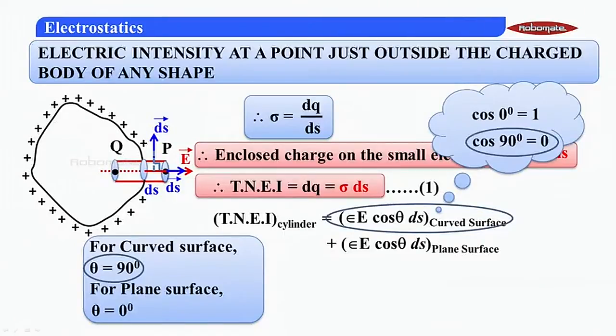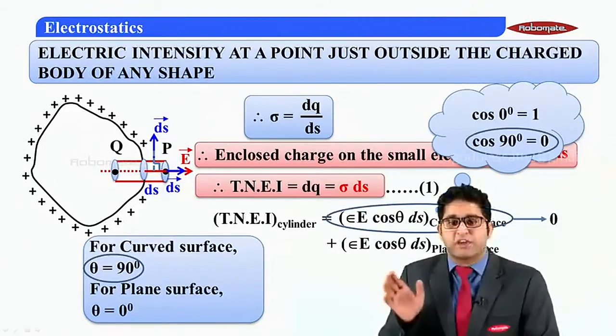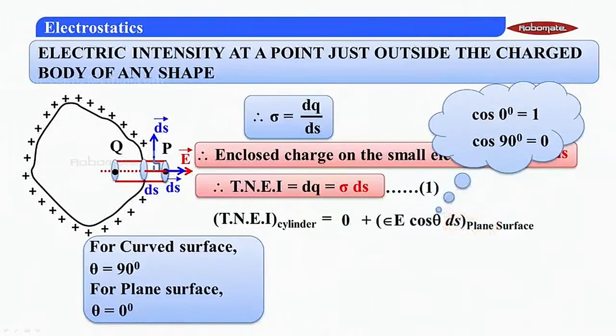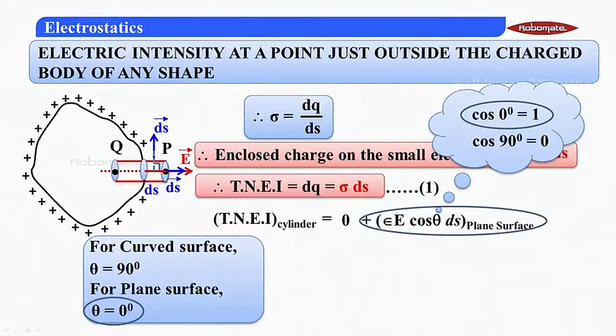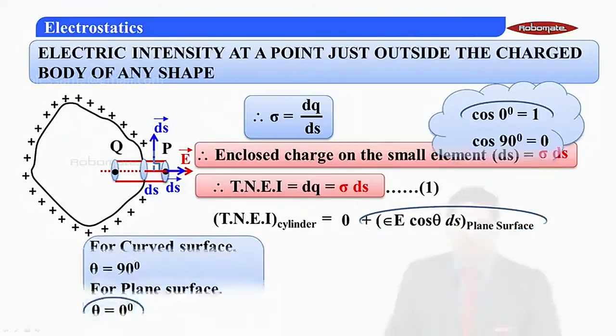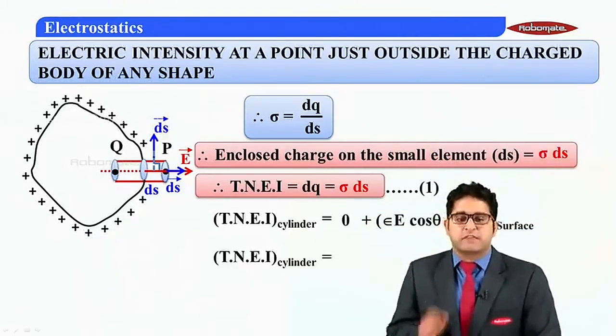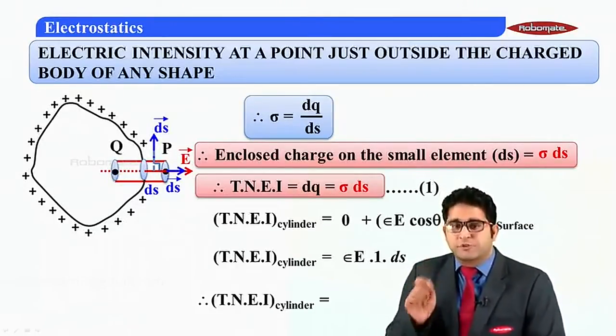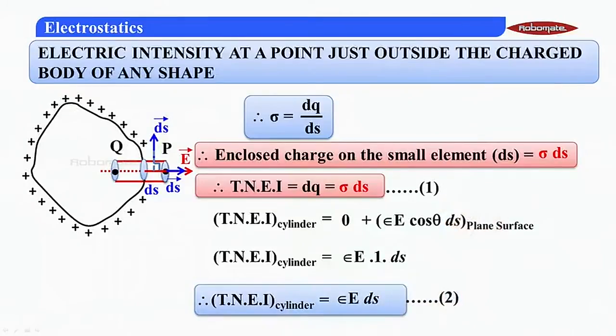Now let's move further and put in the values. We'll put theta equal to 90 in the curved surface, so this particular term will become 0, because cos 90 is 0, right? So therefore the flux of the cylinder becomes 0 plus epsilon E cos theta ds for the plane surface. Now let's put theta equal to 0 for the plane surface. What is cos 0? Cos 0 is 1. So this term becomes epsilon E into 1 into ds. Therefore the flux of the cylinder is equal to epsilon E into ds, and let this be my equation number 2, right?